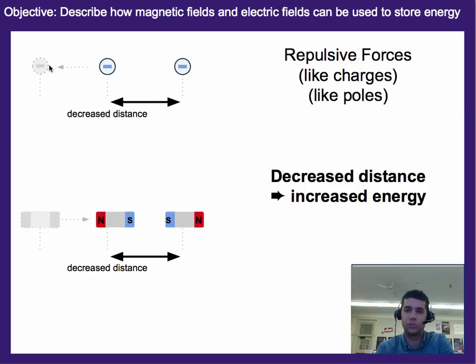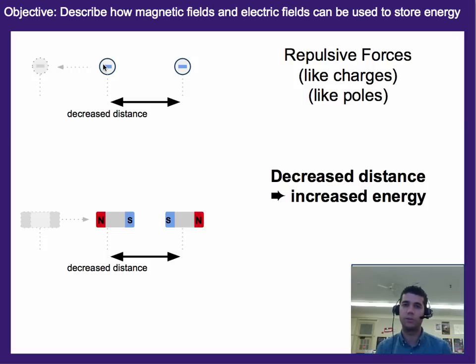Now, the opposite is true for repulsive forces. So you actually decrease the distance in order to increase the energy. The reason why is think of it like compressing a spring. If these two are pushing each other apart, in other words, pushing off of each other, then you store more energy by bringing them closer together because there is more room for this guy to be flung out to the side.